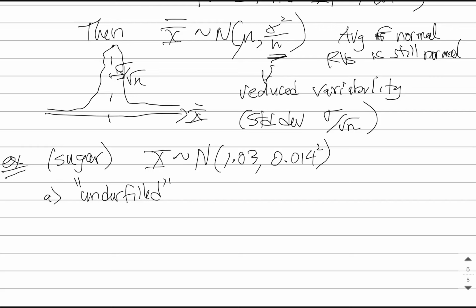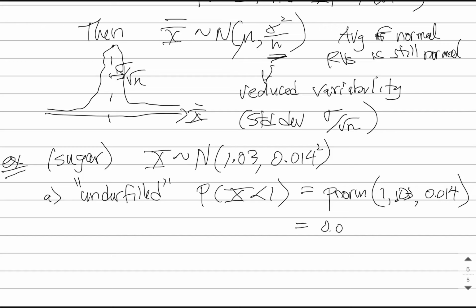And so the probability that a single sugar machine is underfilled, you could simply calculate as a pnorm problem in R, and you'd get 1, 1.03, and 0.014. And you would end up getting a probability of 0.0162. So about a 1.5% chance that a single bag will be underfilled.